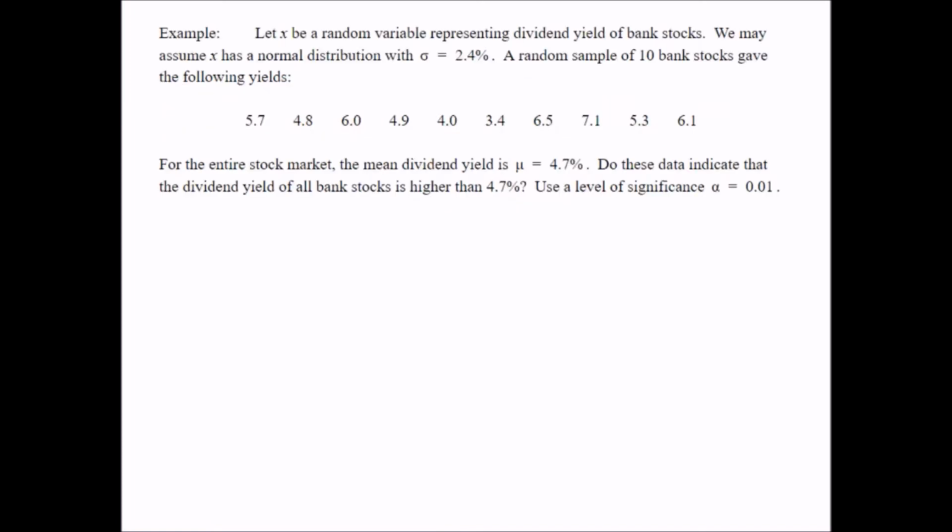Couple more. All right, let X be a random variable representing dividend yield of bank stocks. We may assume X has a normal distribution with standard deviation 2.4%. A random sample of 10 bank stocks gave the following yields. For the entire stock market, the mean dividend yield is 4.7%. Do these data indicate that the dividend yield of all bank stocks is higher than 4.7%? Our null hypothesis is that it is 4.7%. Our alternate, what we're going to test, is it greater than 4.7%?